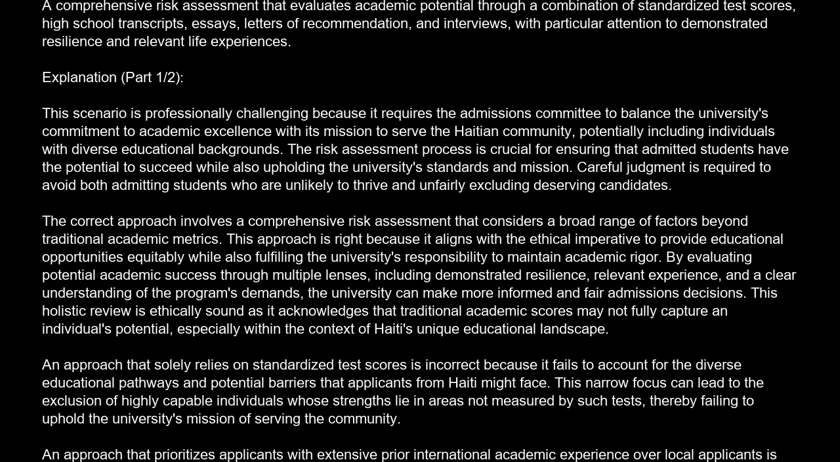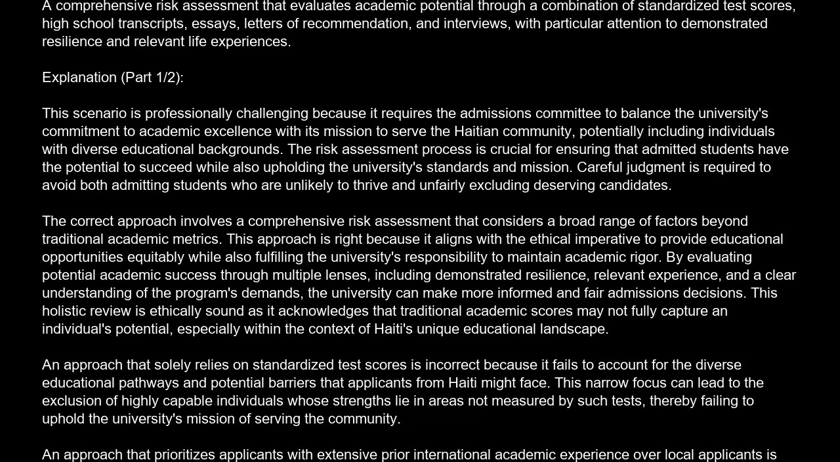The correct answer is B, a comprehensive risk assessment that evaluates academic potential through a combination of standardized test scores, high school transcripts, essays, letters of recommendation, and interviews, with particular attention to demonstrated resilience and relevant life experiences. Explanation: this scenario is professionally challenging because it requires the admissions committee to balance the university's commitment to academic excellence with its mission to serve the Haitian community, potentially including individuals with diverse educational backgrounds.